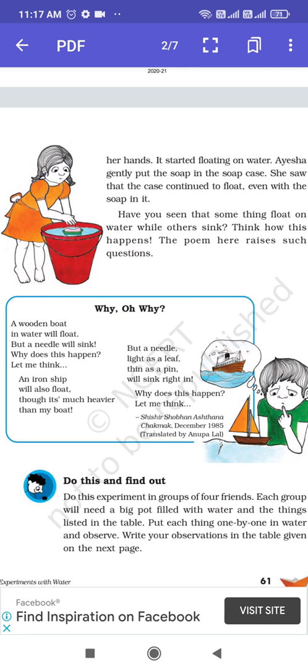But a needle, light as a leaf, thin as a pin, will it sink? Right. As I told you, the compactness of the needle, the molecules are tightly packed. That's why it sinks to the bottom. Why does this happen? Let me think.